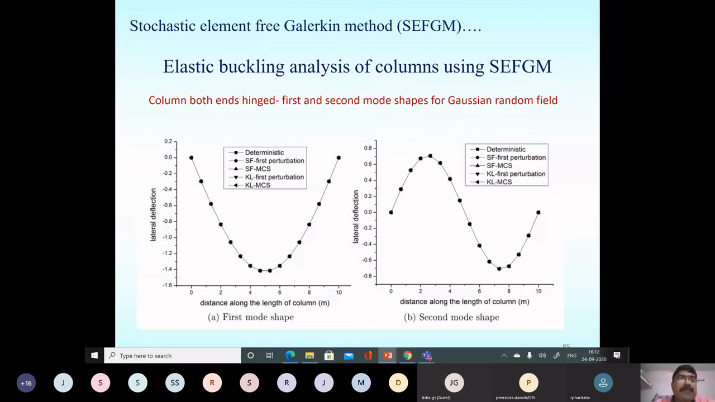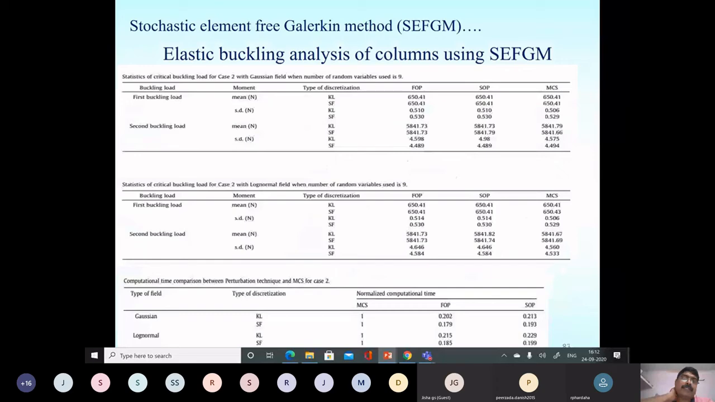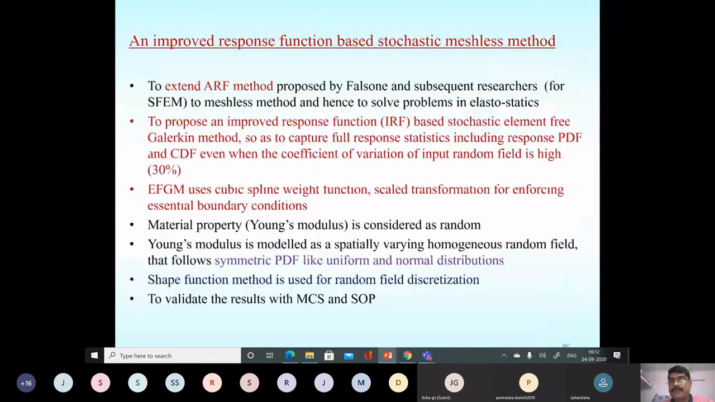And very recently, we came up with an improved response function based stochastic meshless analysis. As I said, the ARF method was proposed by Folsom, which is known to be the best method so far. It was originally proposed for FEM. We thought of implementing it for a meshless technique, and we implemented it. And then we found that it can be improved. The ARF method, which we discussed, works something like this.